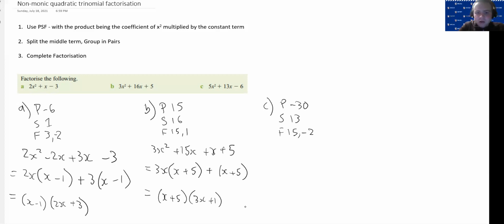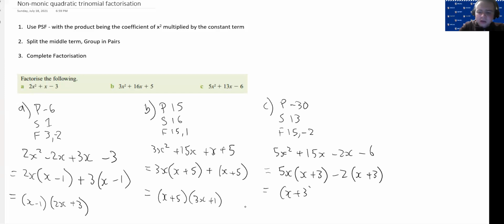So then I can rewrite my question as 5x squared plus 15x, and then minus 2x minus 6. And then I can take out the 5x. I'm left with x plus 3. And then take out the minus 2, and I get x plus 3 as well. So that's my completed. Take out the common factor of x plus 3. And then I'm left with 5x minus 2 as my final part here.